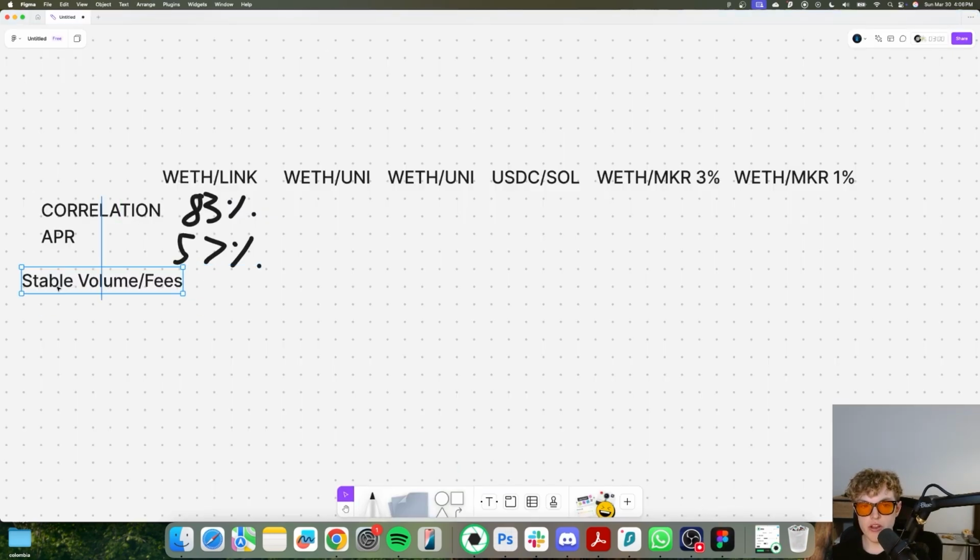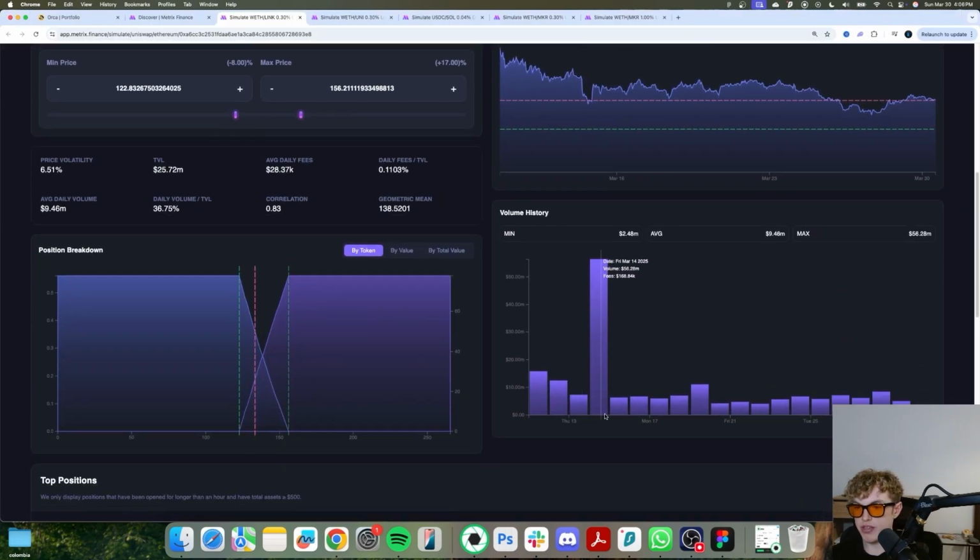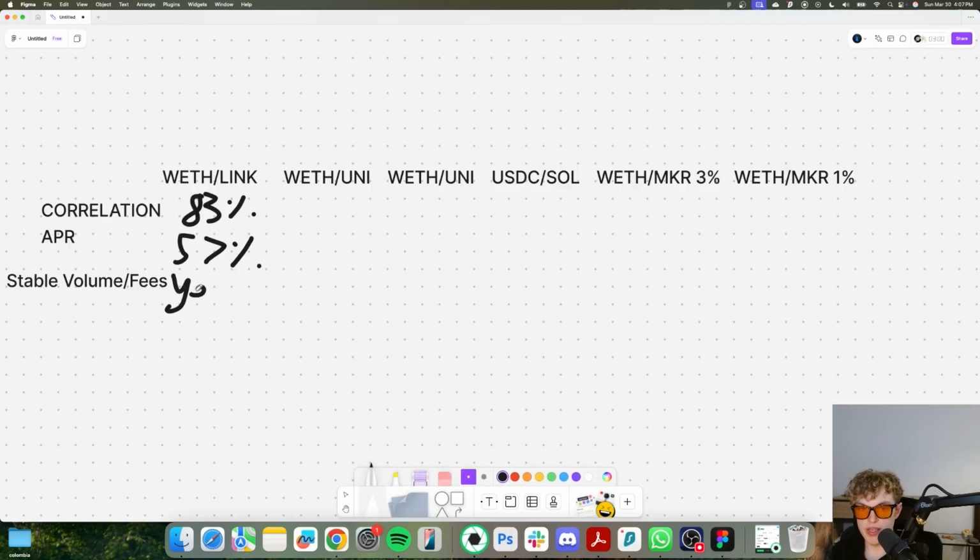Then let's go ahead and add another section called stable volume / fees. So that's here, the stable volume history and fees. So here, is it stable? Yeah, we're looking at about 15K or 19K a day in fees, going down to 12K. And then we're at about 20K for the max. So overall, it's pretty stable. We're not seeing days with 8K in fees. We're not seeing days with 10K in fees. So we can go ahead and write yes for this.